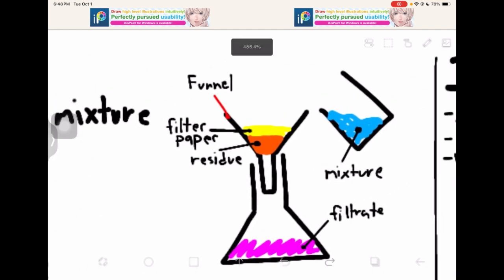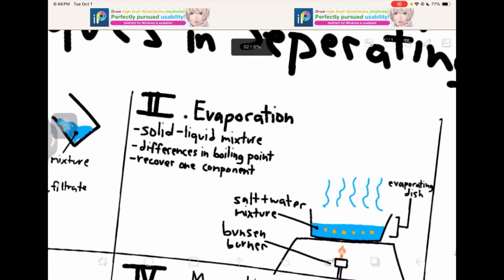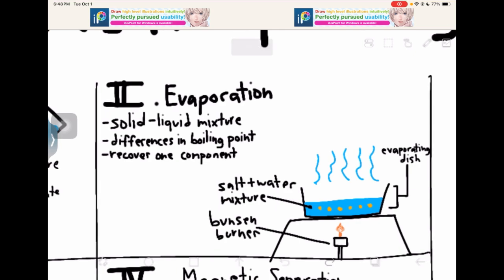As you can see, we have a mixture here, a funnel, filter paper, residue, and filtrate. You just pour in the mixture there, and the filter paper will filter everything. This is probably one of the common ways, actually, all of these are pretty common ways on how to separate mixtures. I think I've seen them before. Second is evaporation. We did this in one of our lab activities, okay?